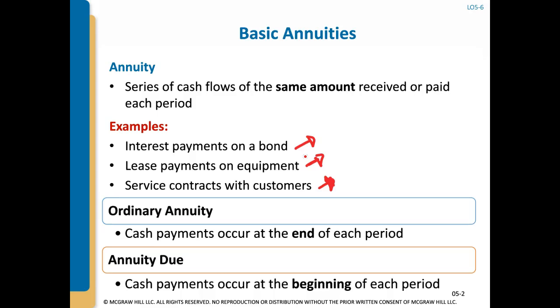The thing to know about annuities is there's two different kinds. One is the ordinary annuity, and that occurs when the cash payments are made at the end of each period. An annuity due is when the payments occur at the beginning of each period.